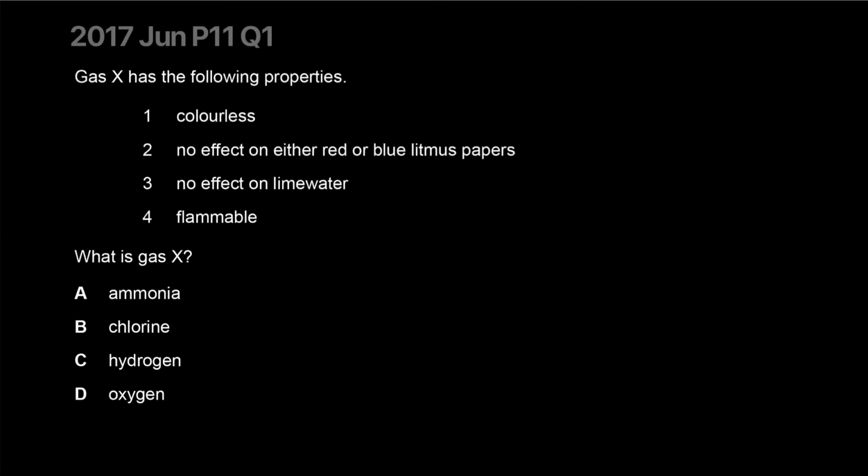So ammonia, we know, will turn red litmus paper blue, right? It's an alkaline gas. That's the test for it. Chlorine has a distinct yellow-green color. So I'll just write yellow. Hydrogen is flammable, right?